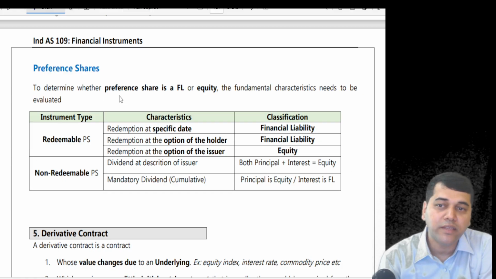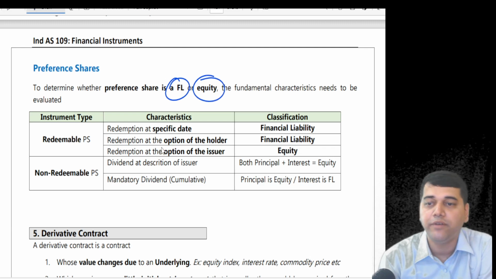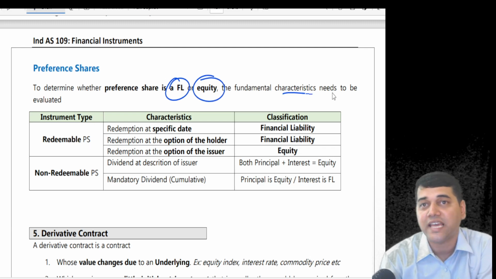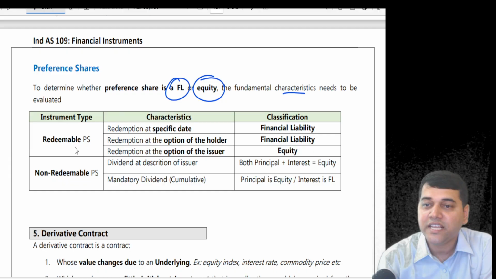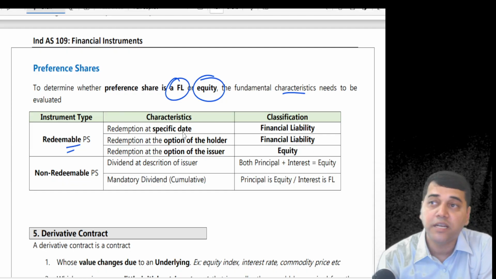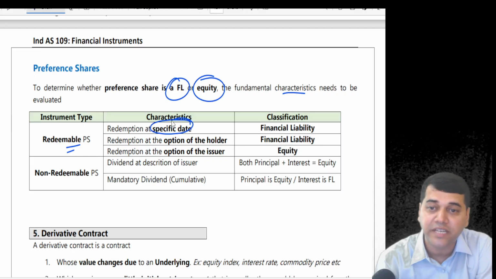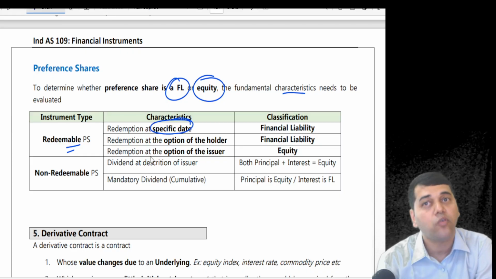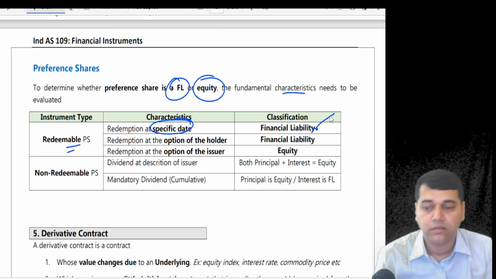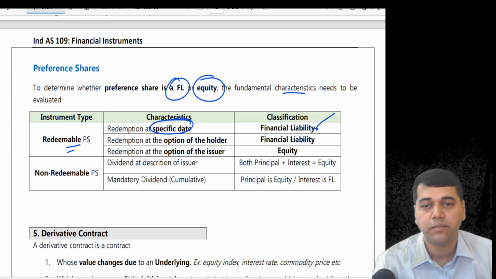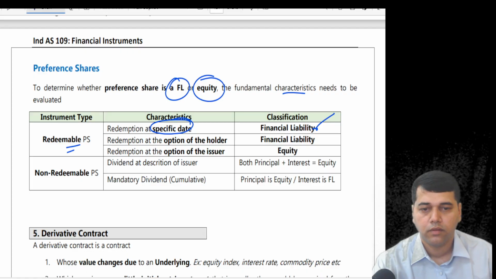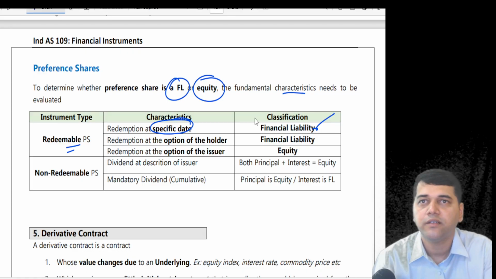Now, to determine whether the preference share is a liability or an equity, you have to look into the nature and characteristics. So, in case of redeemable preference shares, redemption is going to happen at a specific date in cash. What is it? Financial liability. It's clear, no? First part you are clear, right? It's the financial liability.